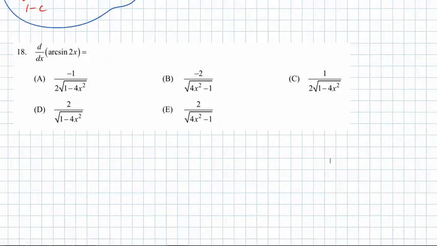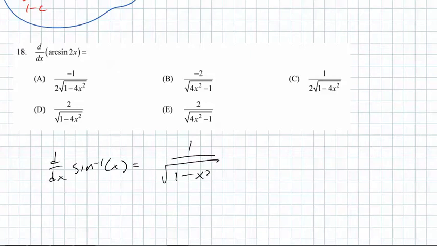You're taking the derivative of the sine inverse of 2x. So first of all, do you remember this? What's d dx of sine inverse of x? 1 over what? Square root of what? Are we sure of that? How sure are we of that? We're pretty sure.